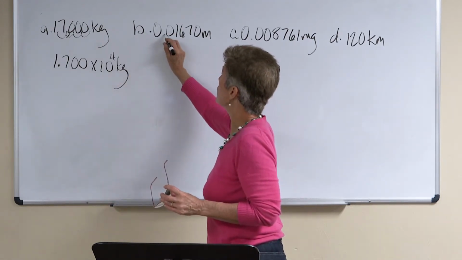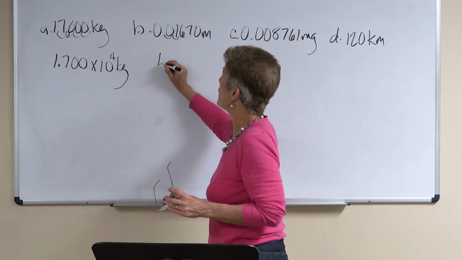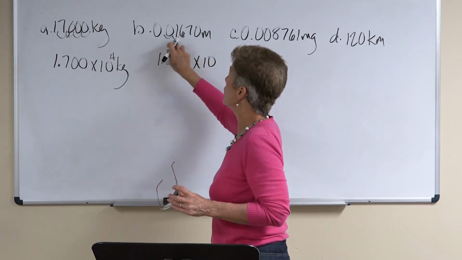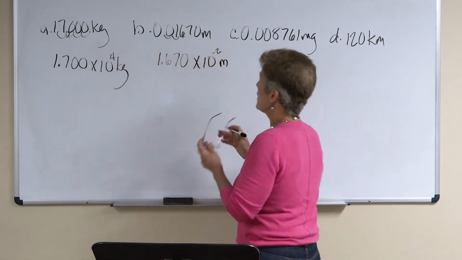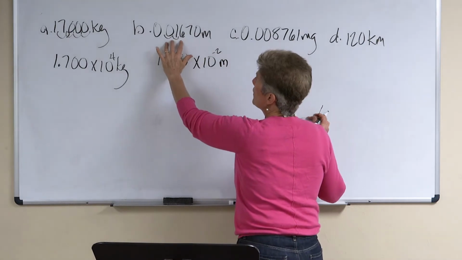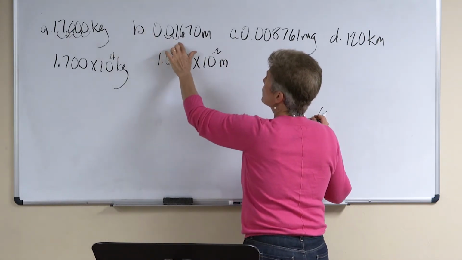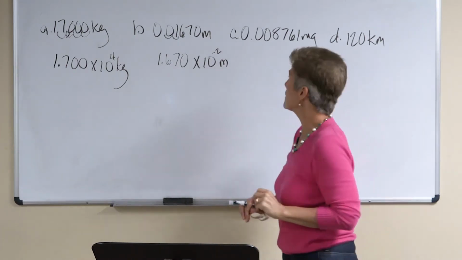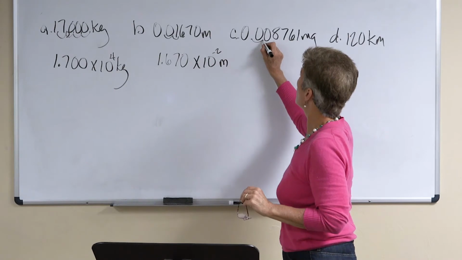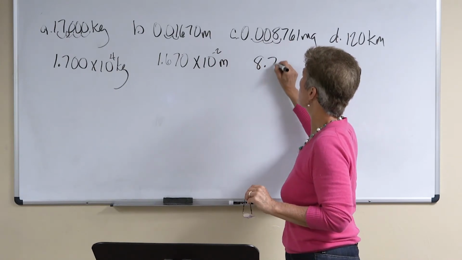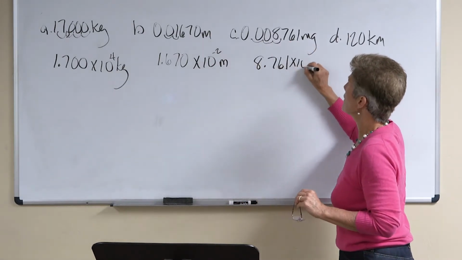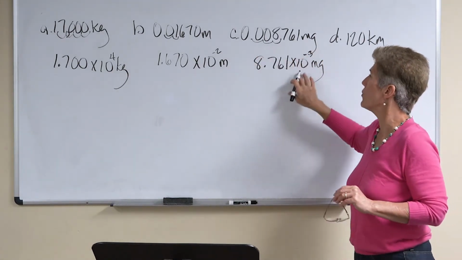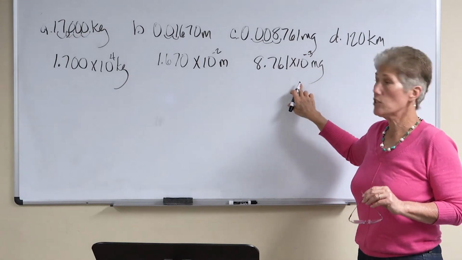This one, scientific notation, we're going to go 1, 2, so we have 1.670 times 10 to the negative 2 meters, because this time we had started with a small number, and so we had to take our decimal 2 back this way to get 1 non-zero digit to the left of the decimal. Here, we're going to move 1, 2, 3 places, 8.761 times 10 to the negative 3 milligrams. Once again, we started with a fractional number, therefore it's a negative exponent to the 10.